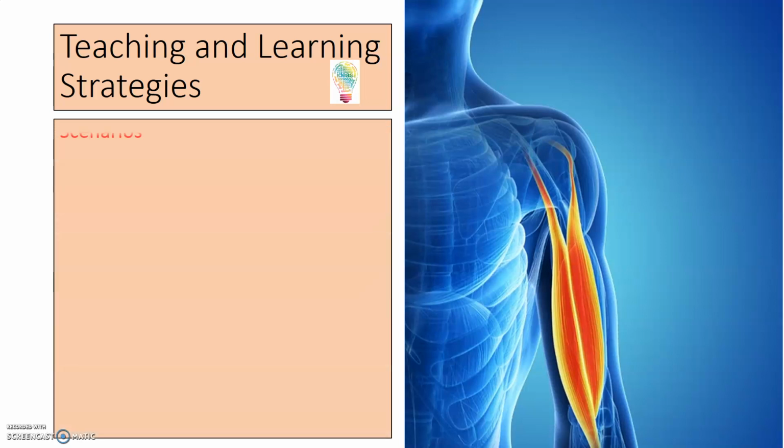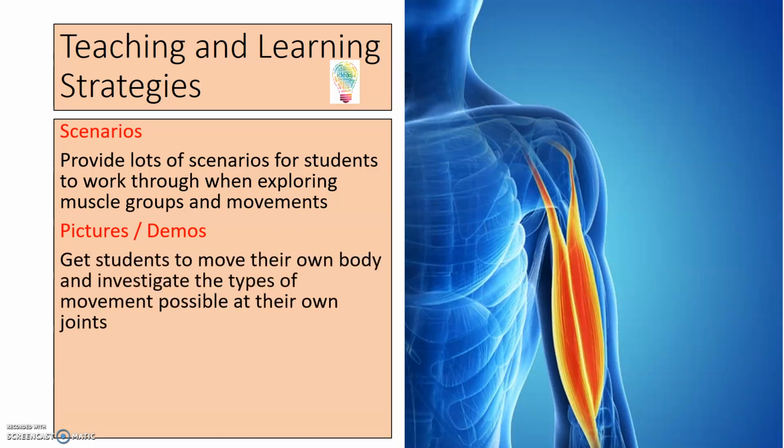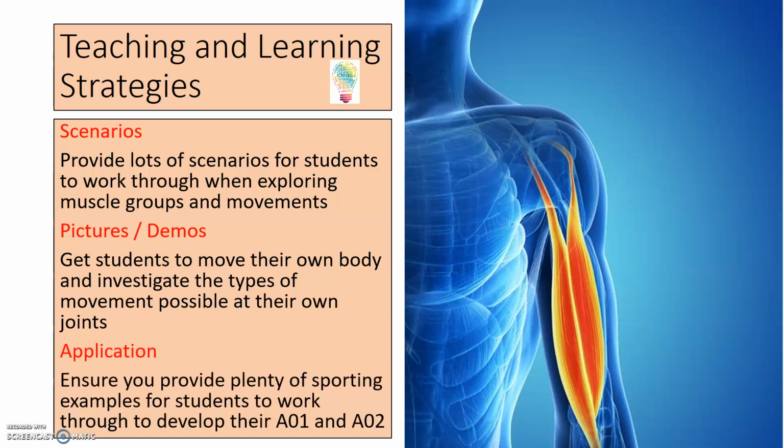Finally, for the teaching and learning strategies for the practitioners, obviously go through some different scenarios. Make sure you provide lots of different sporting examples for students to explore in the muscle groups and so on. Use pictures and demos. Use your students to get up to the front, to look at pictures, to see what's going on, and provide that application for AO1 and AO2.